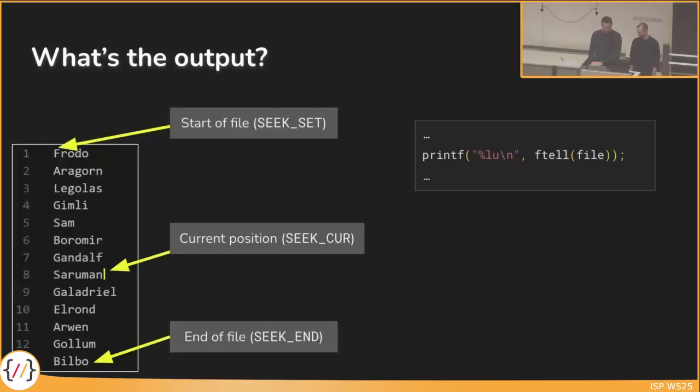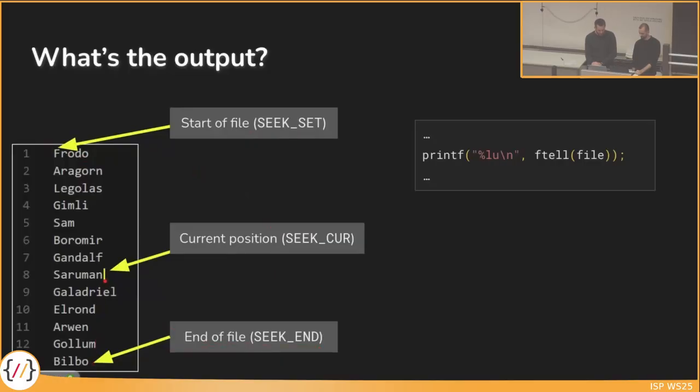Okay, yeah, hopefully. So here is an example of a file that has a few lines in it with different words in it. In this case, it's names. We have here the position SEEK_SET, which is the start of the file. We have the SEEK_END position, which is at the end of this text file.